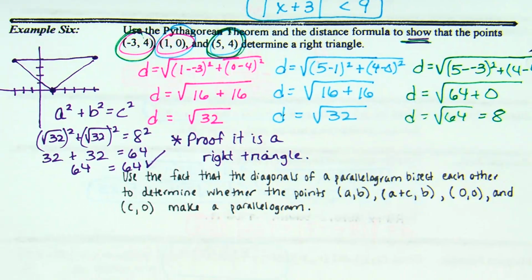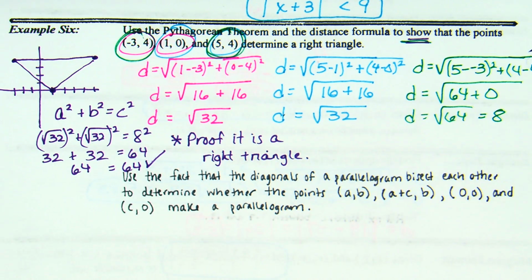Now, we have one more problem. And this says, use the fact that the diagonals of a parallelogram bisect each other to determine whether these given points make a parallelogram. What does it mean to bisect something? Cut it open. Cut it how, though? Through the middle, right? Bisect specifically means to cut something in half.